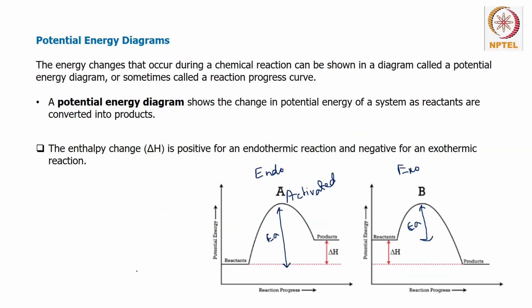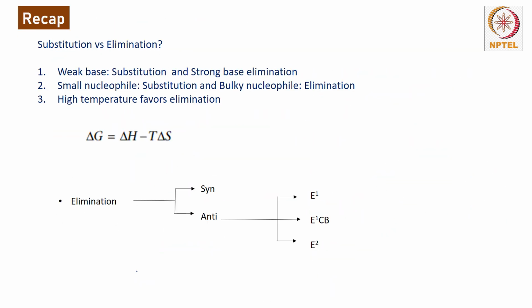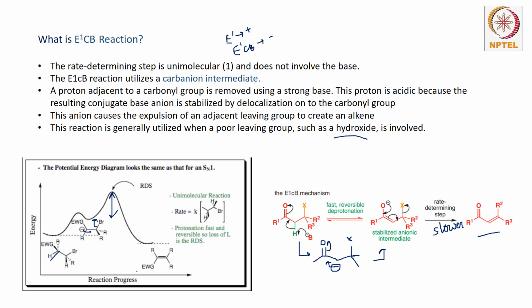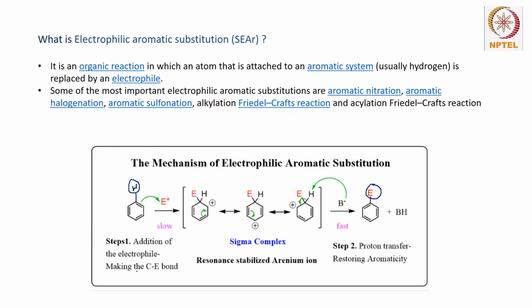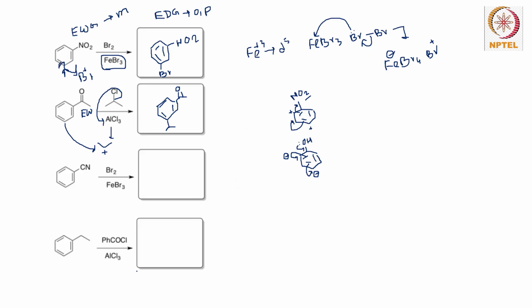So this is the recap of today's class, where we discussed some examples of elimination and substitution. Then we discussed E1CB and its concepts, with some examples. Then we discussed aromatic electrophilic substitution, followed by its reaction coordinate diagram. Then some examples. I gave two of the examples to try by yourselves.